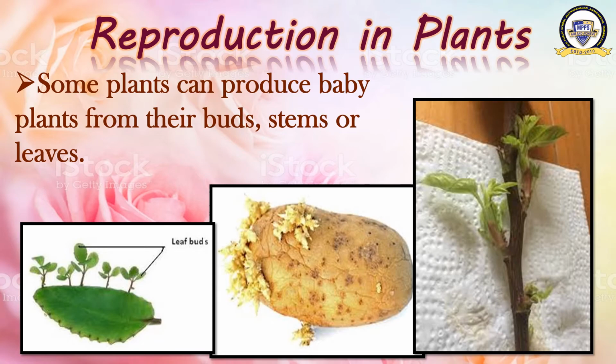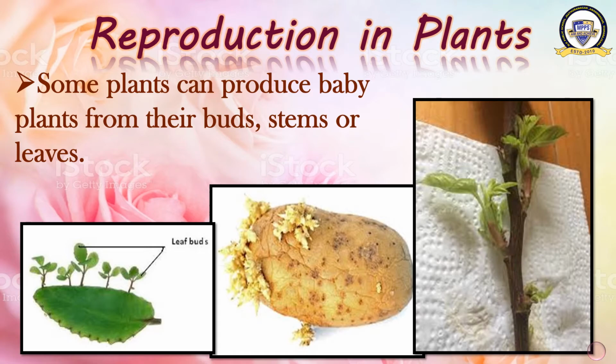See the third example. Here, the reproduction is done from the leaf. From the leaf, a new plant is originated. A new plant is grown. Okay, it means that there are different parts of the plant which will convert into a new plant, or originate a new plant, and that is known as reproduction.